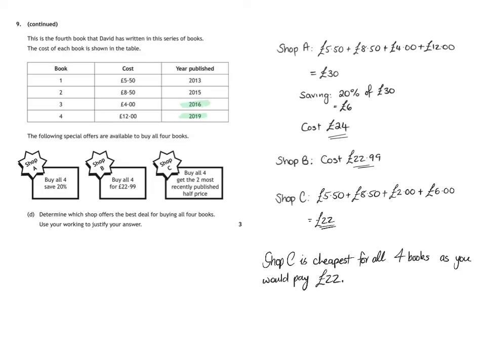So marked here for question 9 part D. So the first one is you have to calculate shop A. Second mark is calculating shop C. And then final mark is for communicating and processing your answer and making your conclusion that shop C is the cheapest.